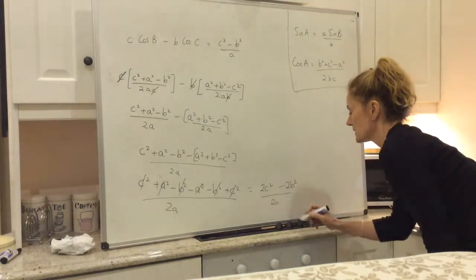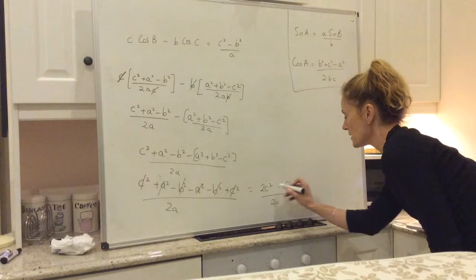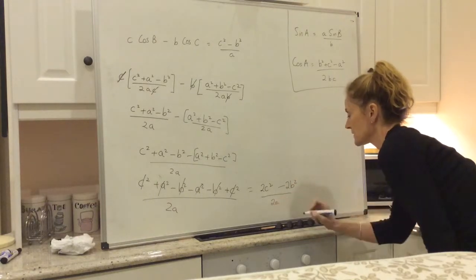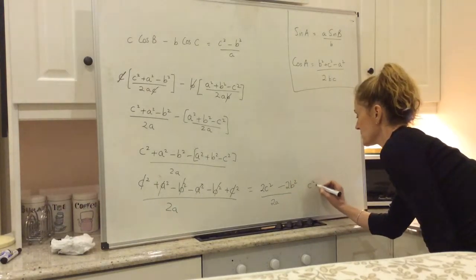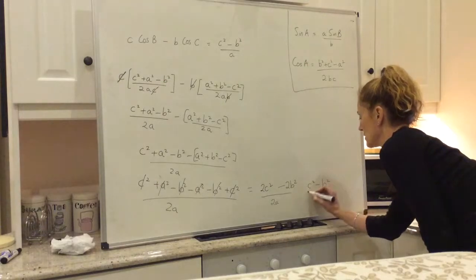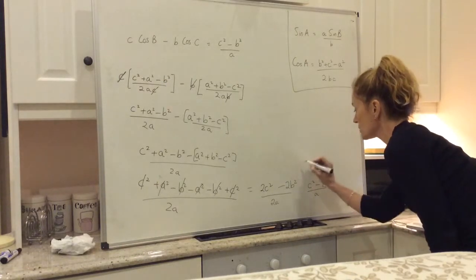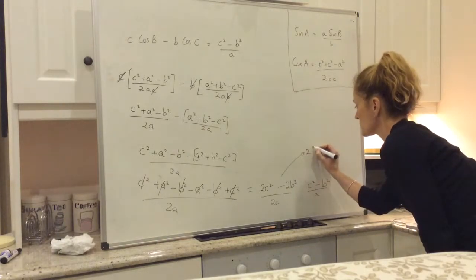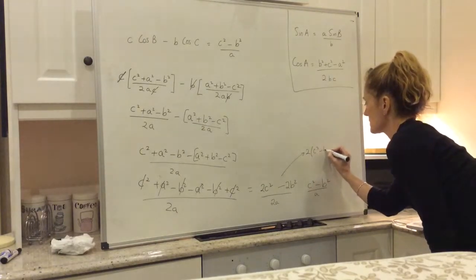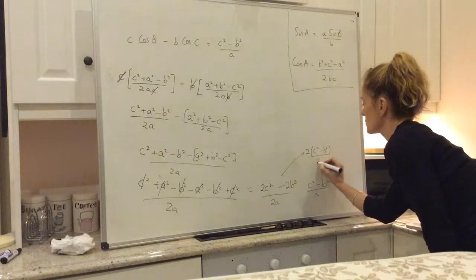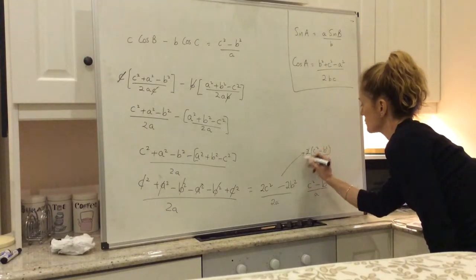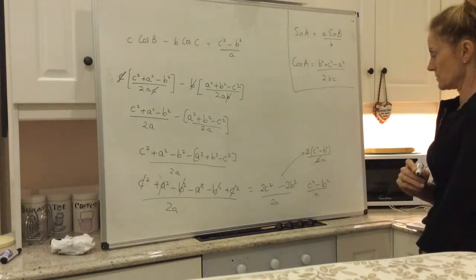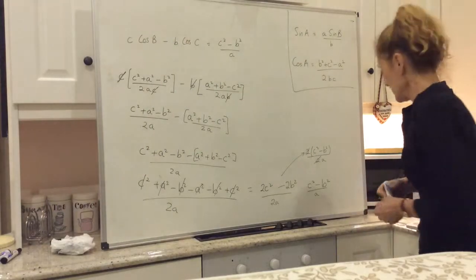And again, you can either notice straight away that you can divide the top by 2 and the bottom by 2. So we get c squared minus b squared over a. Alternatively, if you don't like doing that straight off, you can say the top is just 2 times c squared minus b squared over 2 times a, and then divide your a's in there. Okay, it's up to you. Is that alright?